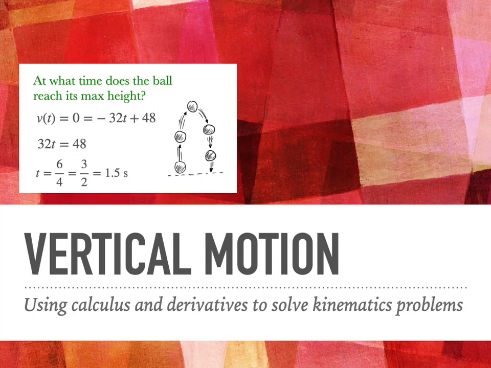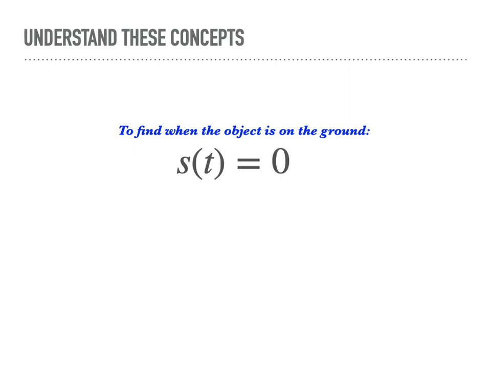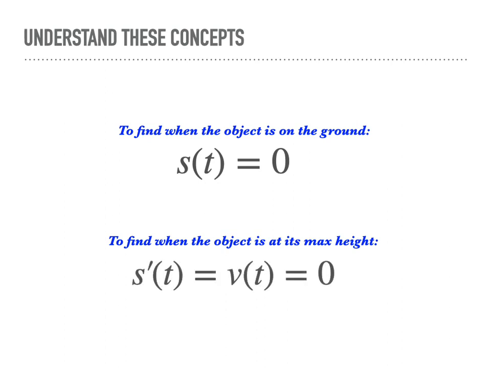Hey everybody, in today's video, we're going to be using calculus and derivatives to solve vertical motion problems. First, we need to understand these concepts. To find when the object is on the ground, we have to set the position function equal to 0 and solve for t. And to find when the object is at its max height, we have to essentially find the derivative of the position function, which is the velocity function, and set that equal to 0 and solve for t.